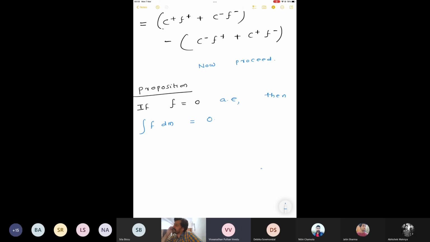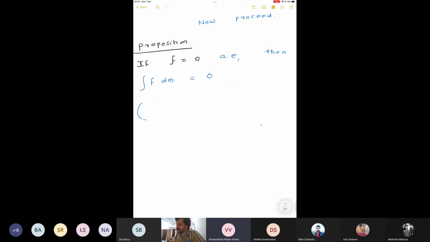What do you mean by almost everywhere? Pre-images of dead points, which have measure 0. Why pre-images? f equal to 0 almost everywhere means: consider all those x for which f(x) is not equal to 0. Let me remind you the definition of almost everywhere. If you consider the set of all x for which f(x) is not 0, the measure of this set will be equal to 0. This is the definition.